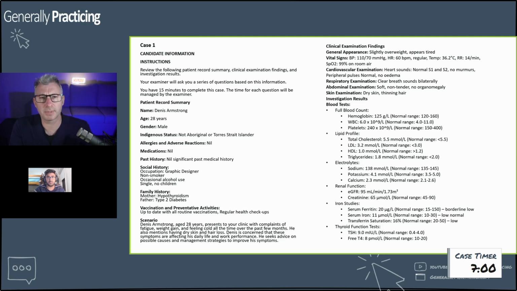And if there was some ambiguity as to which of the two, being thyroid or iron deficiency, was contributing the most to his fatigue symptoms, what would be your approach in managing that situation? Sorry, do you mind repeating the question, please? Yep. If there was ambiguity between the cause of his symptoms being either hypothyroidism or iron deficiency, what would be your approach to managing that situation?